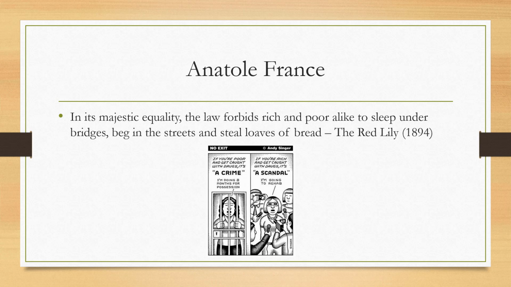So the example there, a little bit more modern, is if you look at that cartoon, if you're poor and get caught with drugs, it's a crime. Cartoon says I'm doing 9 months for possession. If you're rich and get caught with drugs, it's a scandal. And you can see, I assume the image there is kind of a Hollywood starlet or someone rich saying, I'm going to rehab. So be aware that there was a determination here that was made about what was and wasn't a crime and when it applies.